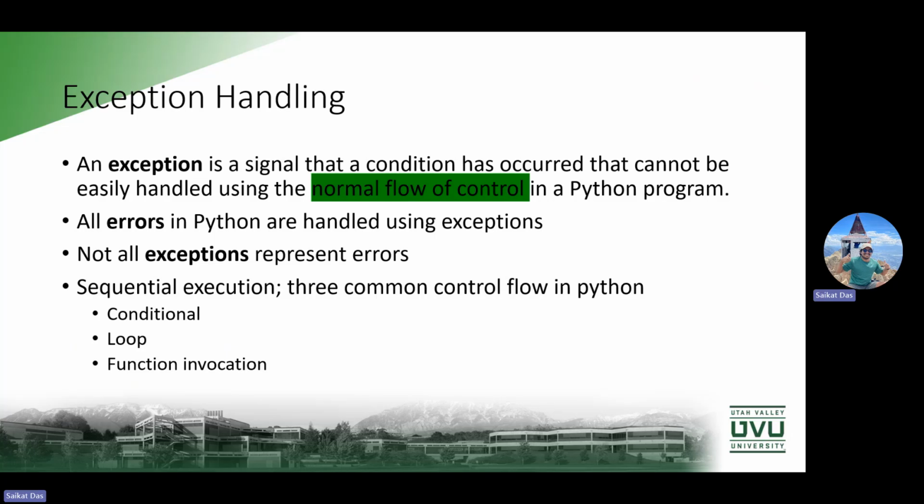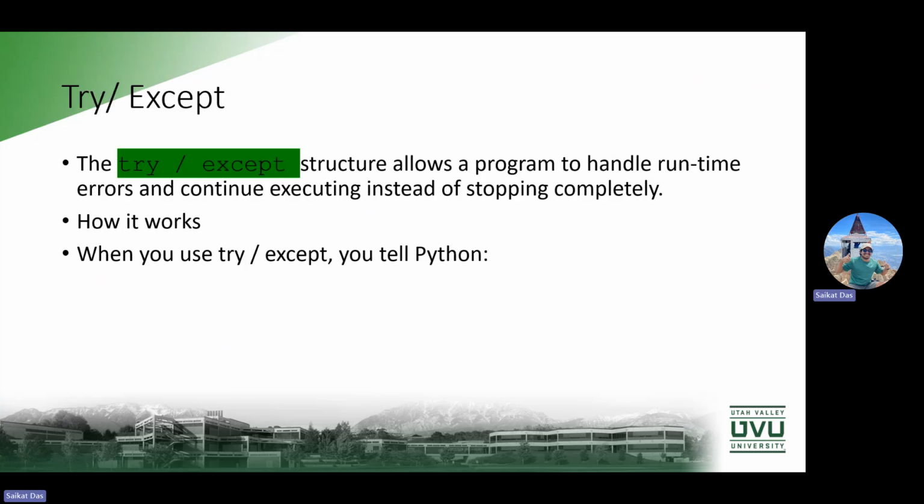So all errors in Python are handled using the exceptions. If there is an error, that can be handled through the exceptions. Not all exceptions represent an error. Sometimes there's some exception, but there is no error. I'll be discussing those things later. Well, how can you handle the exception? The try and except. That means you would like to try something. If it is not working, then go to the except. Don't stop executing this one.